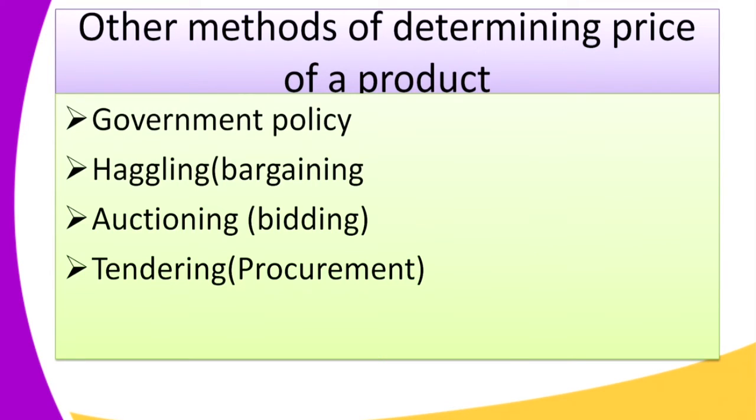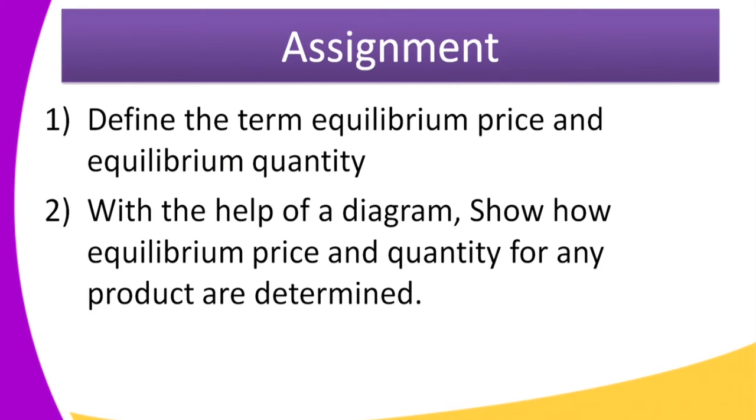In summary, we have said that the demand and the supply forces determine the price of a product. Remember, after we plot the demand curve and the supply curve, we get the equilibrium point. And therefore, from the equilibrium point, we have the equilibrium price and the equilibrium quantity. Try the following questions. We are going to review them in our next lesson. Number 1, define the terms equilibrium price and equilibrium quantity. Number 2, with the help of a diagram, show how equilibrium price and quantity for any product are determined.